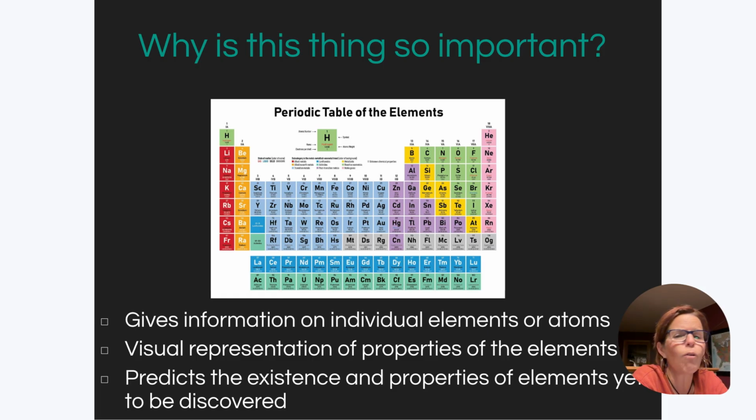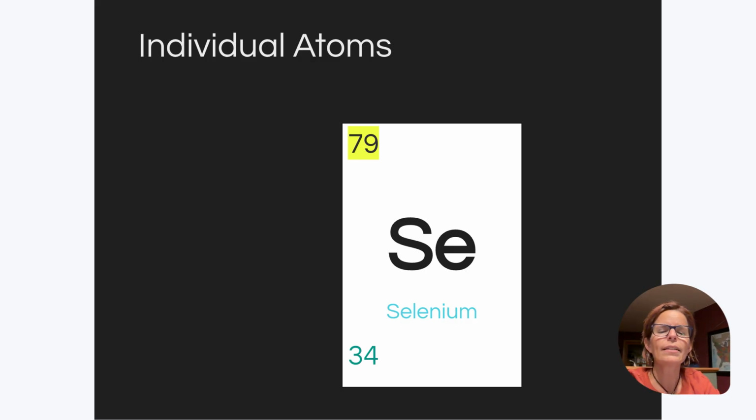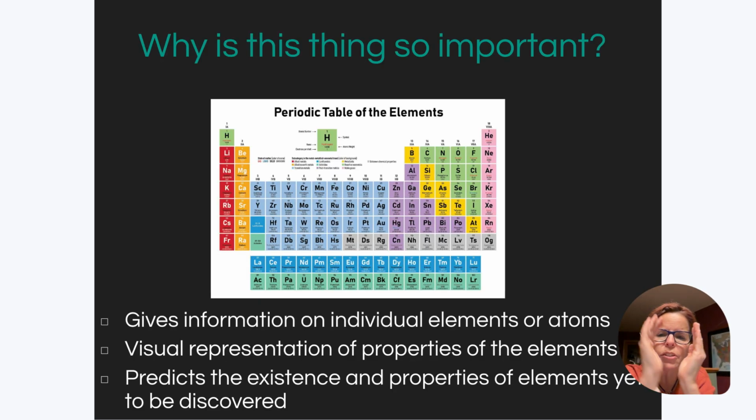It has been used over and over again to predict that this element or that element should exist, and then scientists go and find this or that element. So kind of cool. So what does each of the individual little rectangles tell us?